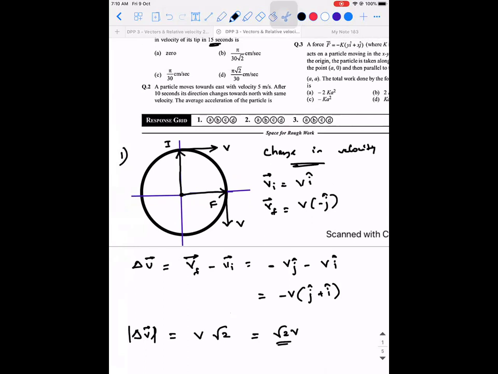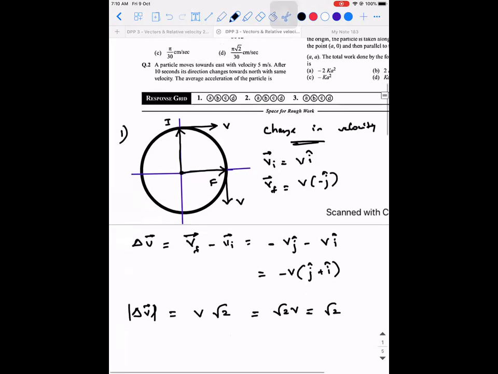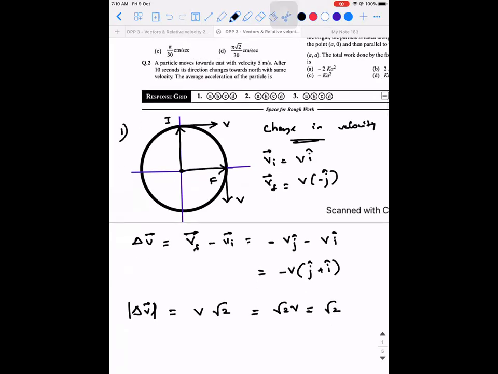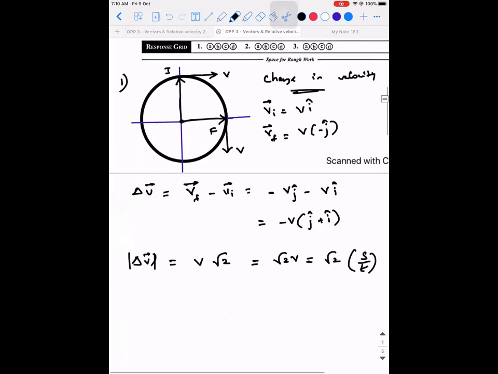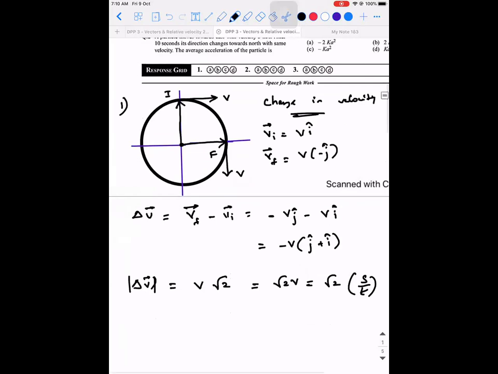Right. There is no root 2V. Rather, the answer is given in terms of pi and all the other things. Pi is radians generally. How do we bring it? Distance by time. So root 2 into what distance is it covering in time? In 15 seconds. So I'll write it as distance by time. So what is the distance covered by the particle in 15 seconds?